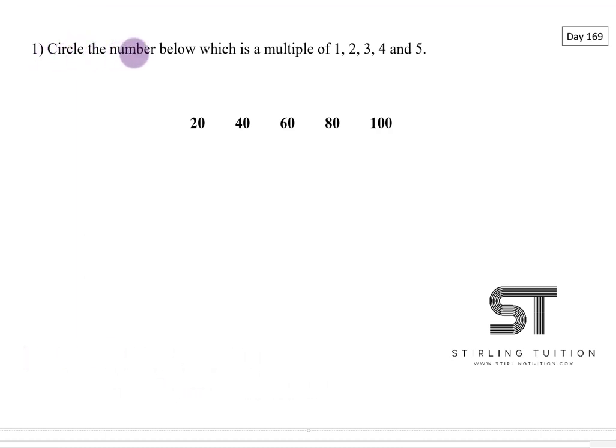Number 1. Circle the number below which is a multiple of 1, 2, 3, 4 and 5. So it needs to be in the 1 times tables, 2 times tables, 3 times tables, 4 and 5 times tables. Now the way we can do this is we can do it systematically. So 1 is in all of these. So 20 is in the 1 times tables all the way up. So we've ticked all of those. So that includes all of them. 2 is in all of these as well. So we need to go a bit further.